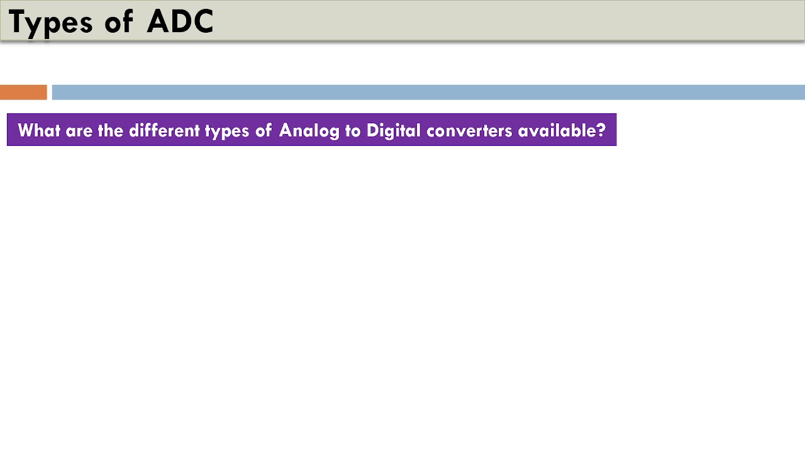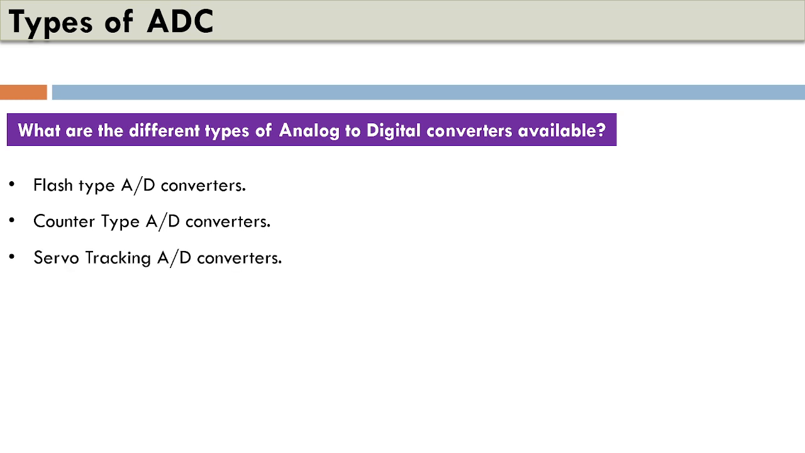What are the different types of analog to digital converters available? Before we talk about flash type ADC, let us try to understand the different types of analog to digital converters which are available. The first type is flash type AD converters. Then we have counter type AD converters. Then we have servo tracking AD converters.